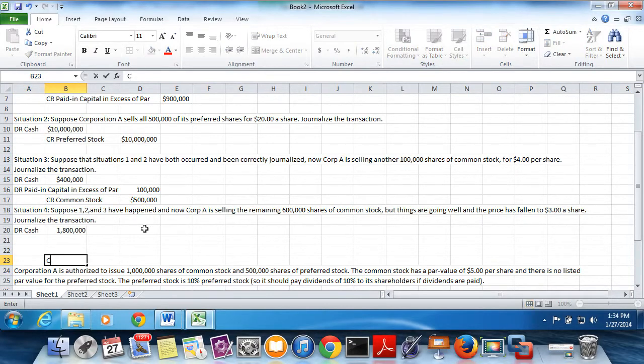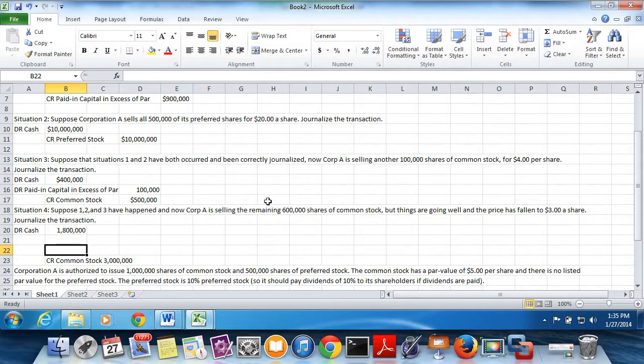Come down here and credit common stock for what the par value would be, and 600,000 times $5 per share would be the par value, so that would be 3 million.